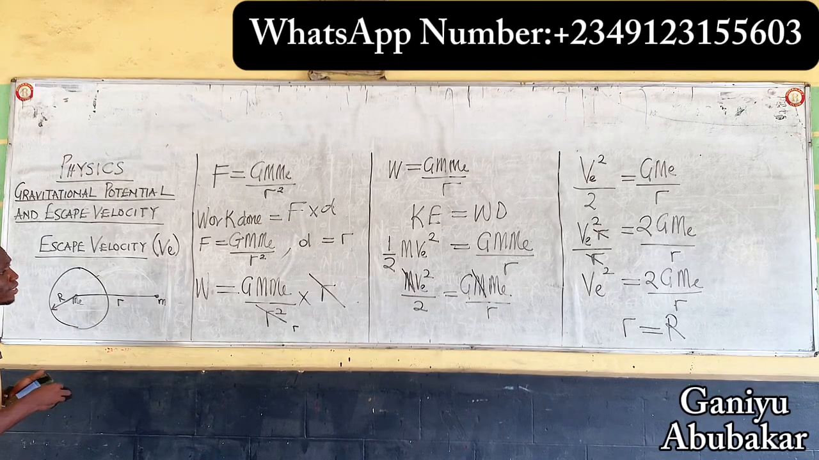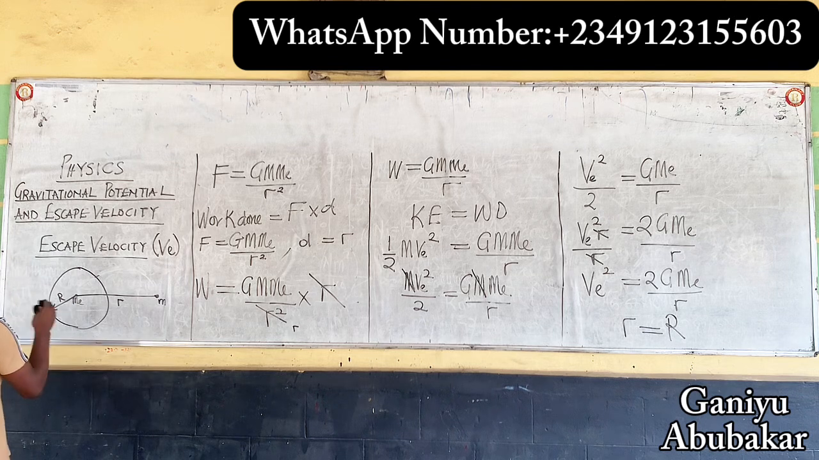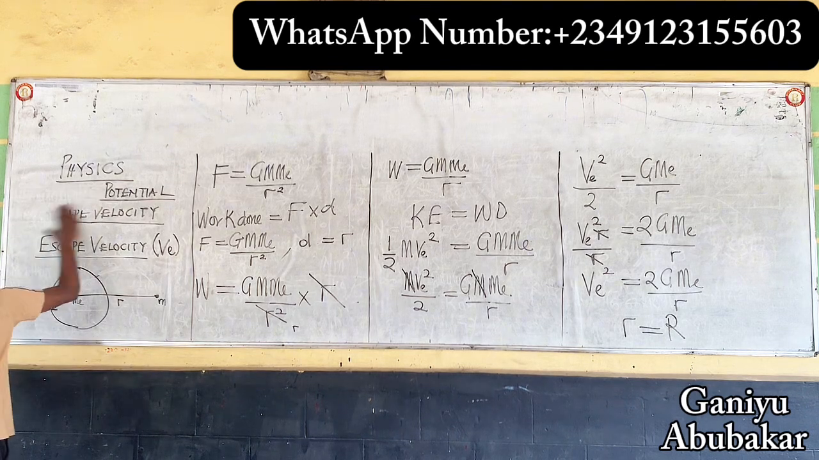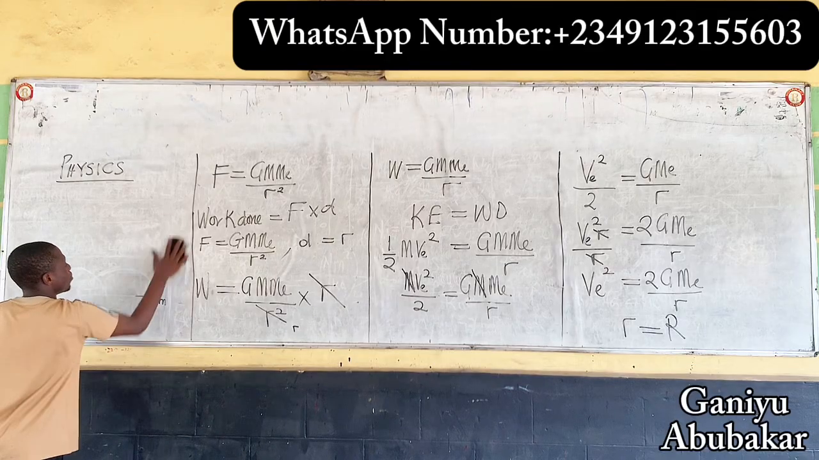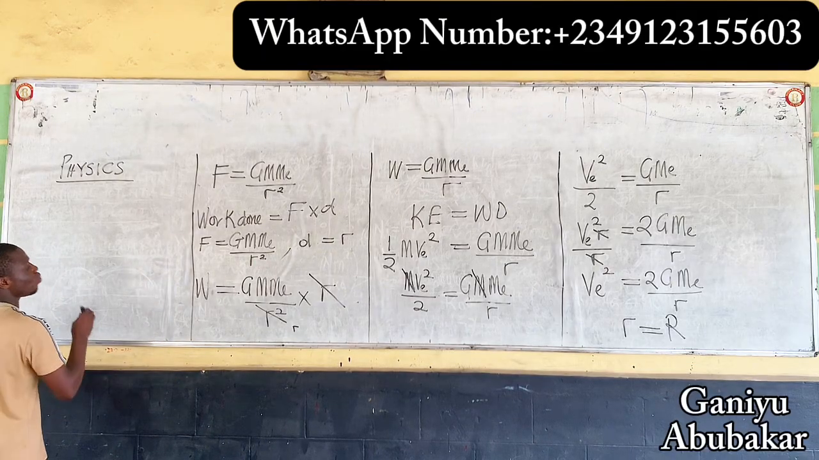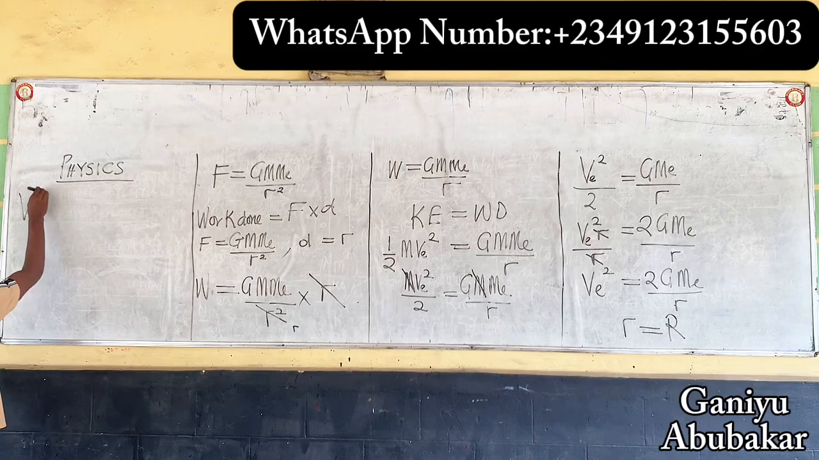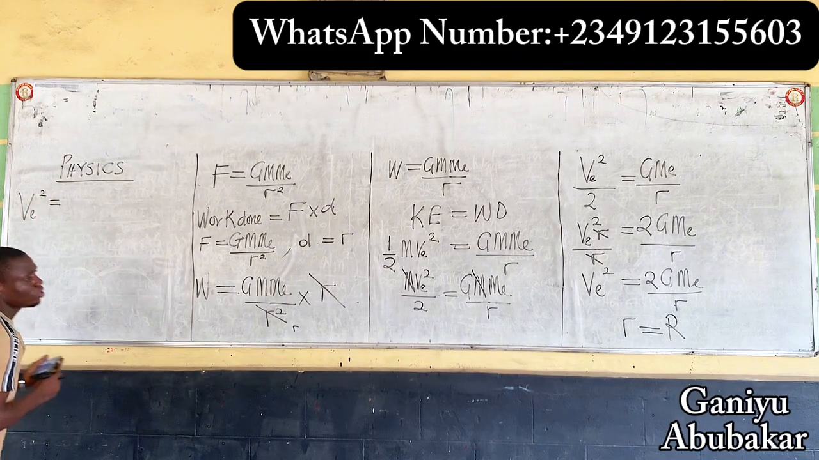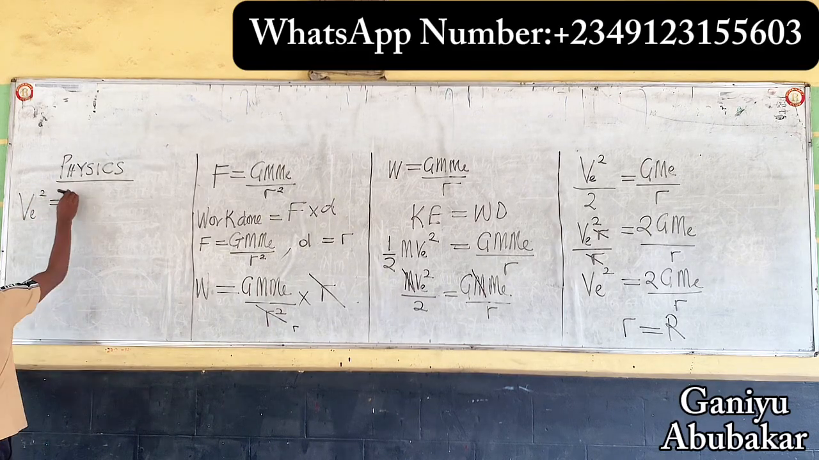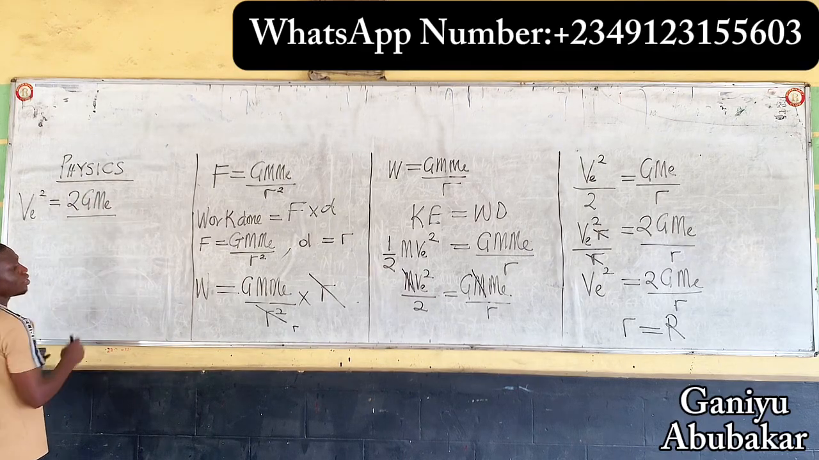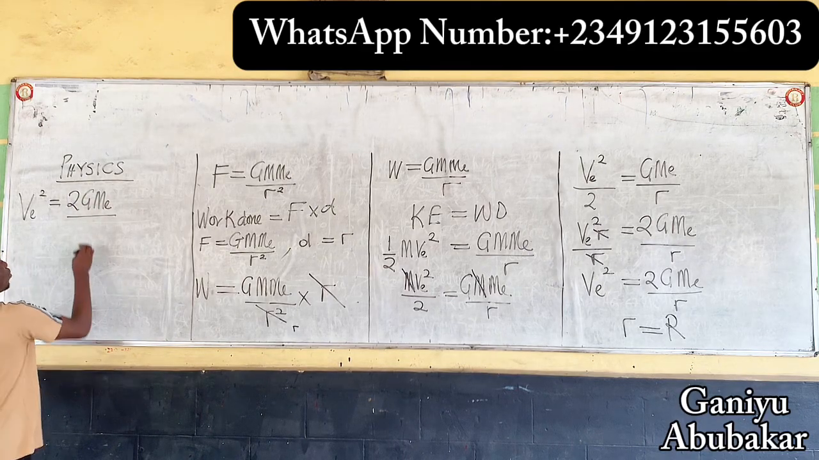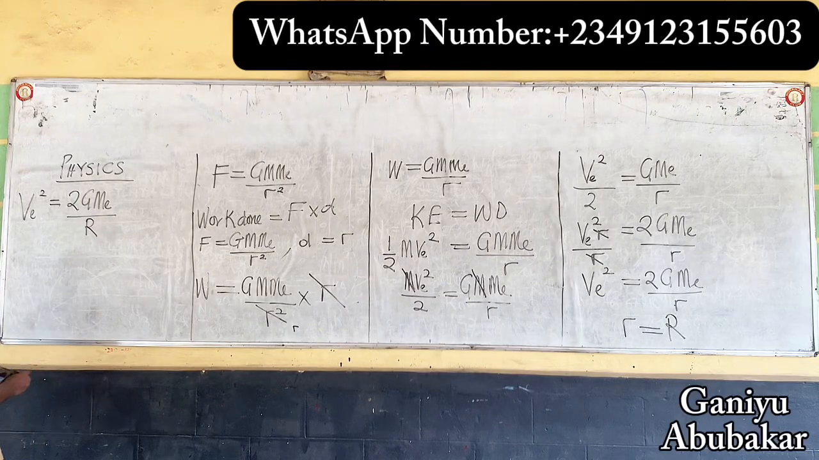All right, so from there I'll have that ve squared, okay, clean this part here. I'll have that ve squared is equal to 2GMe over not r, not small r now, but a capital R. All right, I have this here.